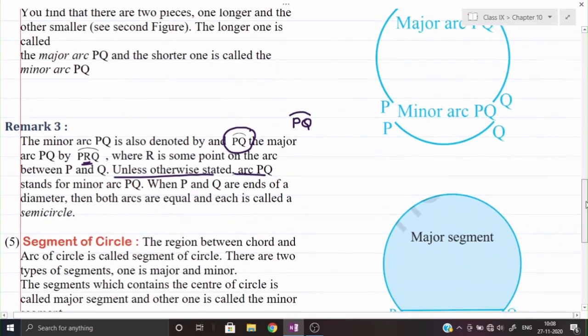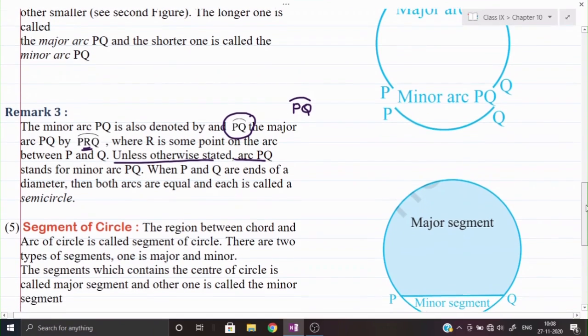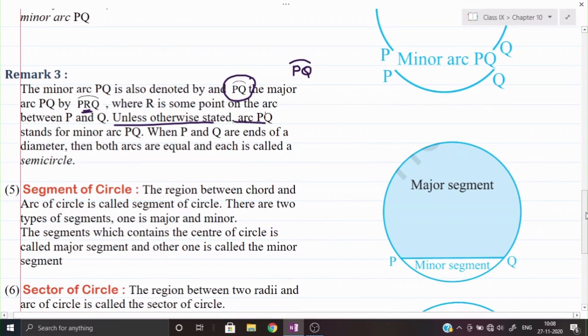Otherwise, they will mention you as a major arc in the question. Okay, and one more thing is written there: when P and Q are the ends of a diameter, then both arcs are equal and each is called the semicircular arc. That already I have told you, because in the semicircular arc, suppose this is the point P, and this is a point Q, and this is a point O. Okay, so PQ is the arc.